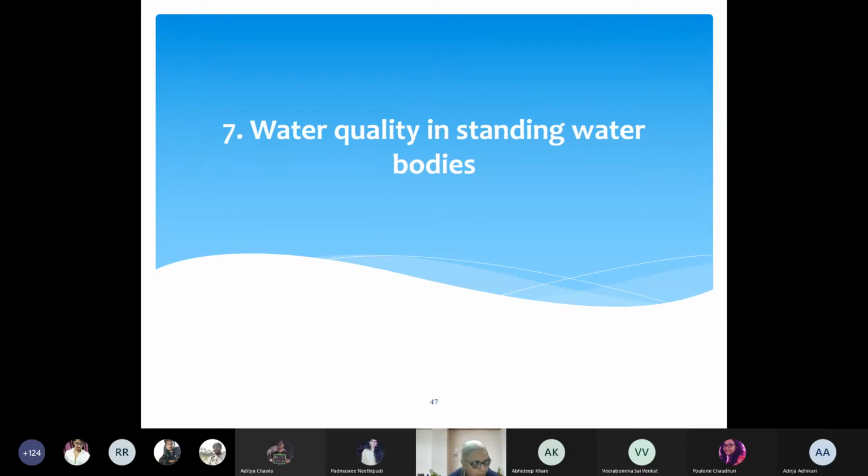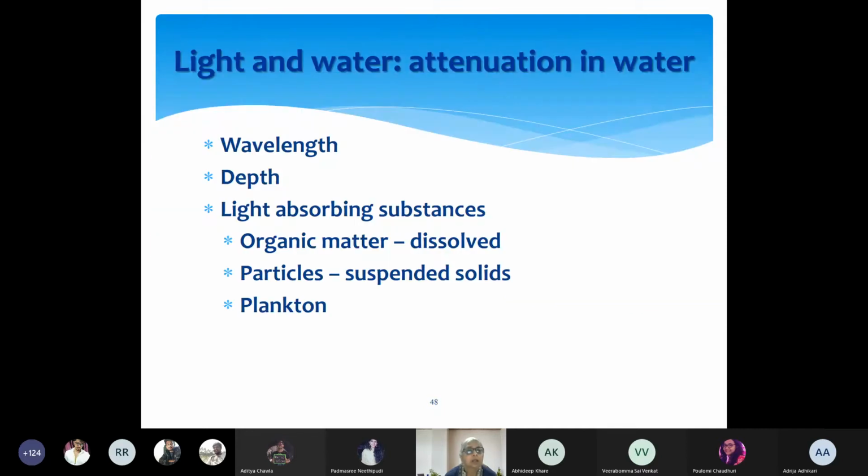So right up to this point, I've been talking about water quality in flowing water bodies. Let us now look at water quality in standing water bodies. We have two parameters over here, light and water, and how light gets attenuated in water. We're going to look at certain issues. The first issue is wavelength, second is depth, and third is the presence of light absorbing substances.